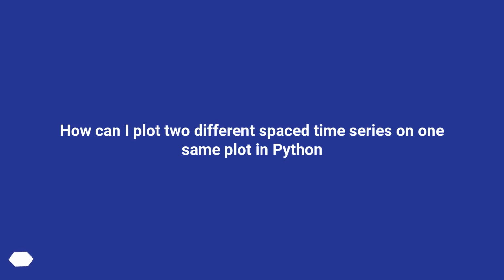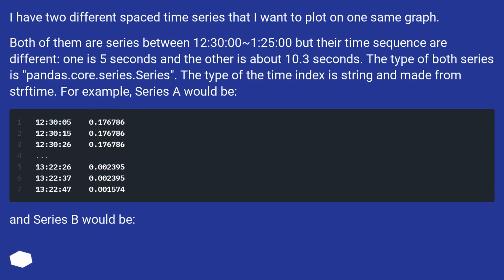How can I plot two different space-time series on one same plot in Python? I have two different space-time series that I want to plot on one same graph. Both of them are series between 12:31:25, but their time sequence are different. One is 5 seconds and the other is about 10.3 seconds.